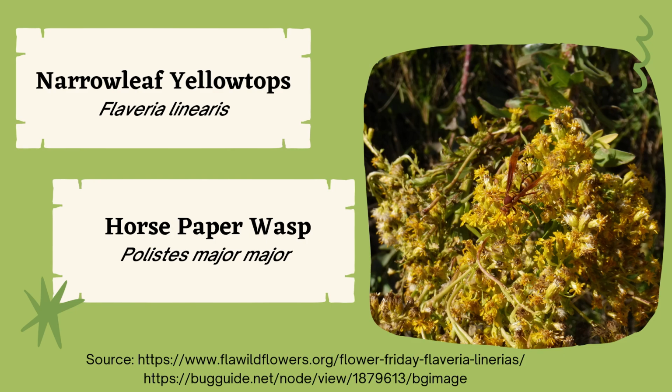But we have narrow leaf yellow tops or Flaveria linearis. So this plant has small bright yellow flowers arranged in clusters with reddish stems. And then on top we have a horsepaper wasp that's doing a really good job of camouflaging, or Polistes major. But they have yellow and red stripes with a distinctive red spot on the back.